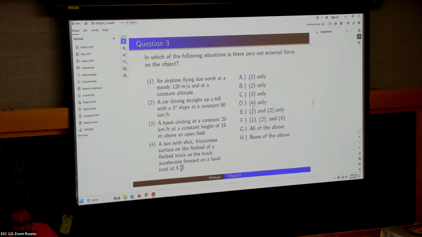So when an object moves in a circle, even though it's got constant speed, it still is accelerating because it's changing direction.